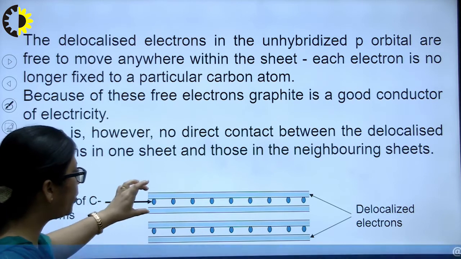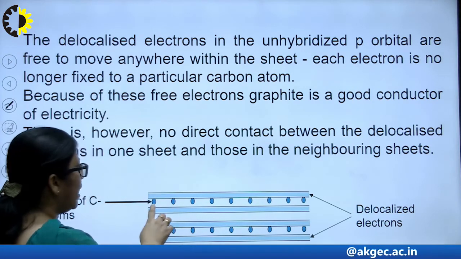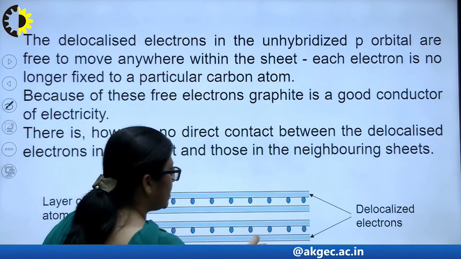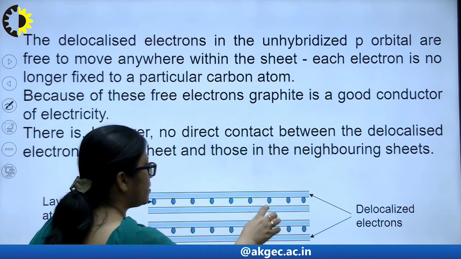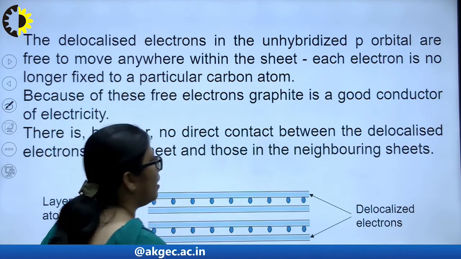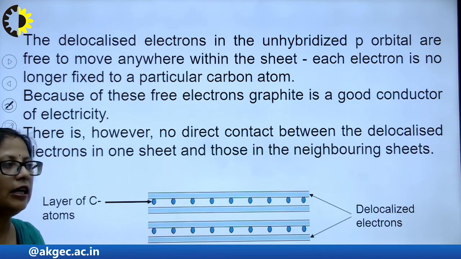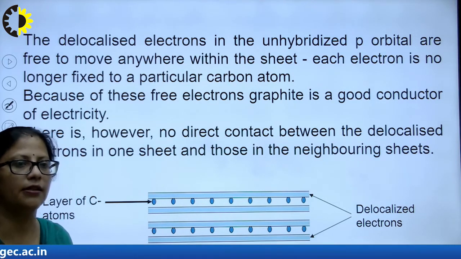Now here I am showing two different sheets. This is the layer of carbon atoms, and there are delocalized electrons, but there is no connection between the delocalized electrons of one sheet and the other sheet. So the neighboring sheets' electrons are not directly contacting each other.